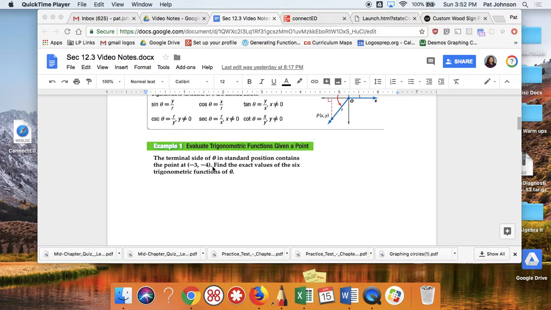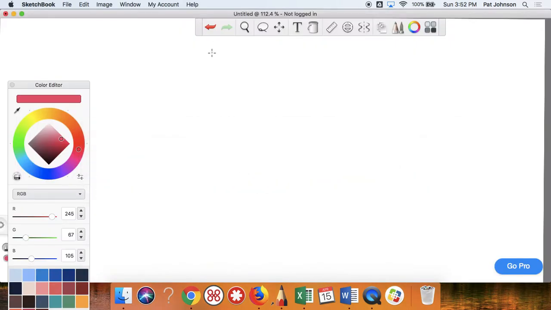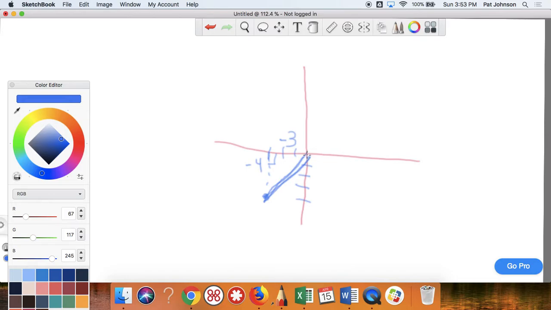Okay, in example 1, they want us to evaluate trig functions given a point. They said the terminal side of theta in standard position contains the point (-3, -4). So what we need to do is draw this out. -3, 1, 2, 3, and 1, 2, 3, 4 is right here. Remember, we said some point x, y is on the terminal side. So we make the right triangle. This is (-3, -4), and my angle goes all the way around to here. I can use the Pythagorean theorem to find r. (-3) squared plus (-4) squared is 25, the square root is 5, so r equals 5.